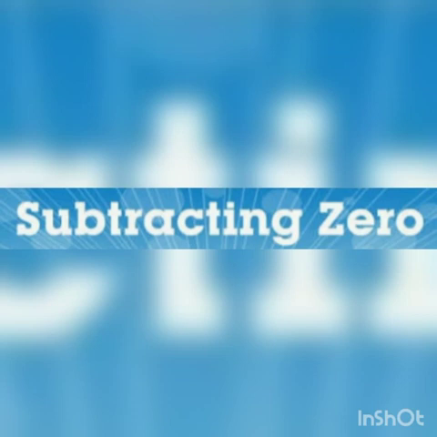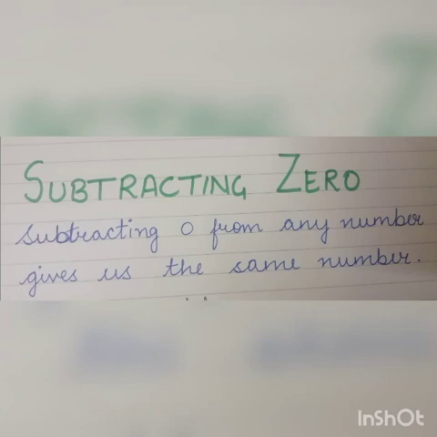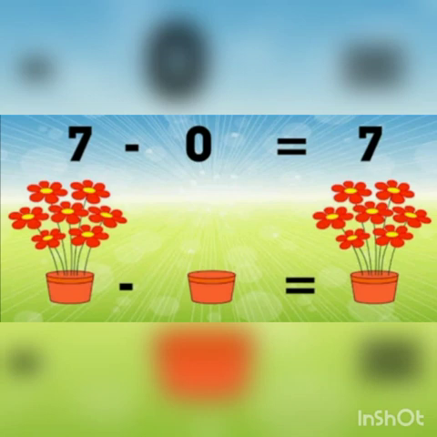Now, let's understand the concept of subtracting 0. Subtracting 0 from any number gives us the same number. The answer will remain the same. For example, there are 7 flowers in a pot and in the other there is nothing, which means empty. So the answer will be the same number because there is nothing to subtract. Understood? So, subtracting 0 from any number gives us the same number. So, 7 minus 0 is equal to 7.